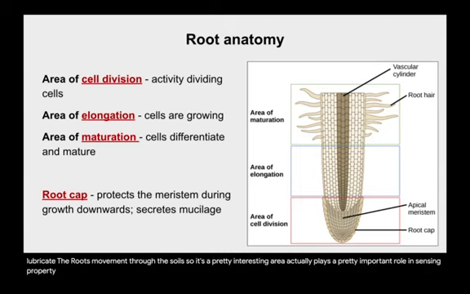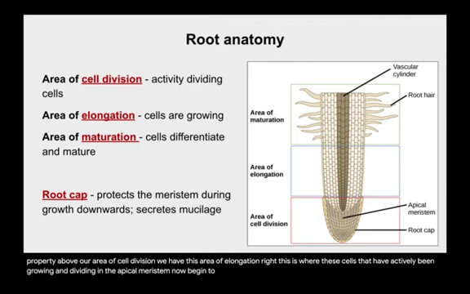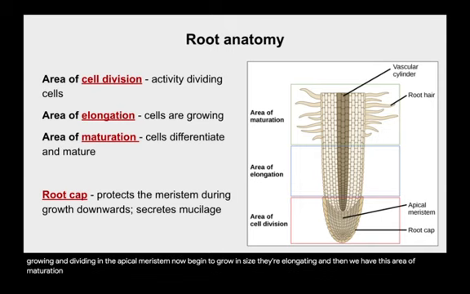Right? Above our area of cell division, we have this area of elongation, right? This is where these cells that have actively been growing and dividing in the apical meristem now begin to grow in size. They're elongating, right? And then we have this area of maturation, right, where these cells actually get a specific role, right? They become differentiated. They might turn into xylem or parenchyma cells or dermal cells.